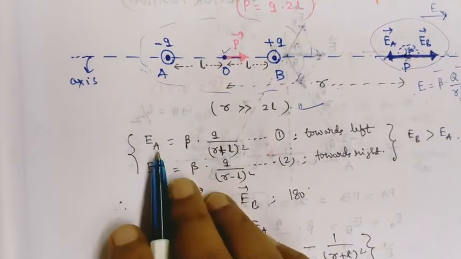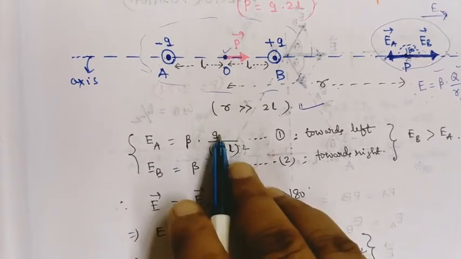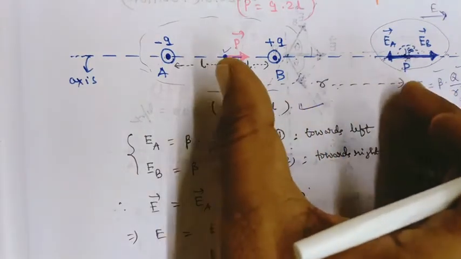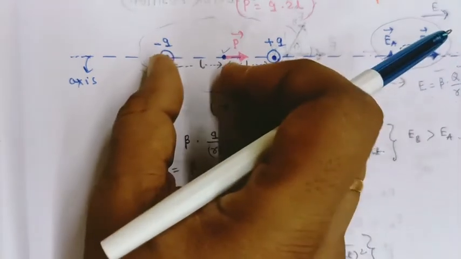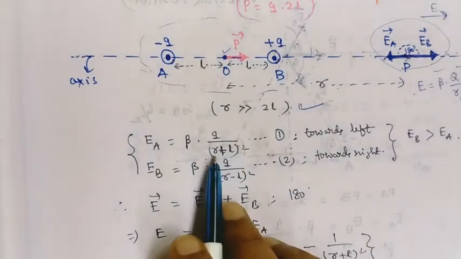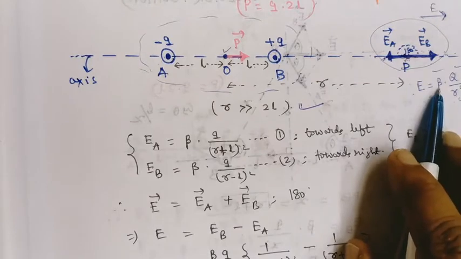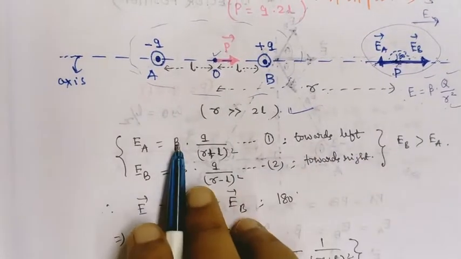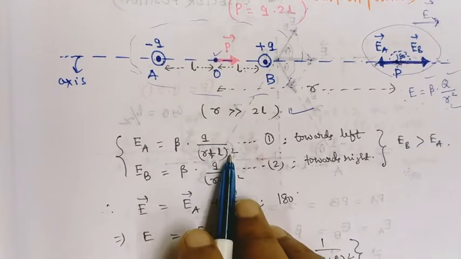Next, we have to calculate first EA. What is the formula of EA? Beta times source charge Q, divided by the distance between P and A. This distance is r and this distance is l, that's why (r plus l) whole squared. In the previous class we read the formula: beta times source charge by distance squared. Here the source charge is written as small q, and the distance we write as r plus l.